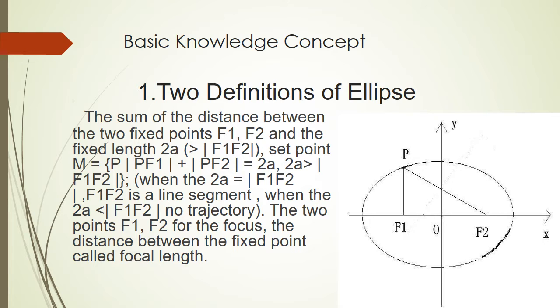When 2a equals the absolute value of F1F2, the trajectory is the line segment F1F2. When 2a is less than the absolute value of F1F2, there is no trajectory. The two points F1, F2 are the foci, and the distance between the fixed points is called the focal length.